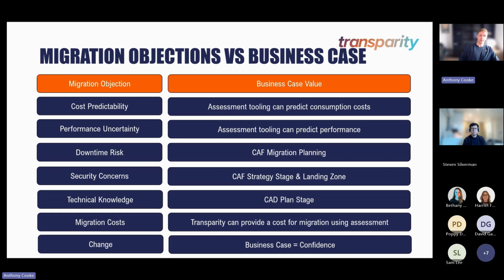Downtime risk, some of that can come from Dr. Migrate, but really that comes from migration planning and part of that planning phase of the framework. Similar to things like security concerns. The assessment will tell you about operating systems being out of date. It will tell you if you're not using Defender, if you haven't got antivirus. But there's far more to security boundaries than that. Technical knowledge can be resolved as part of the CAF plan stage, not CAD.